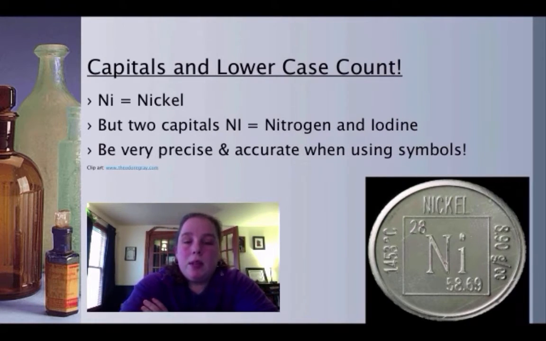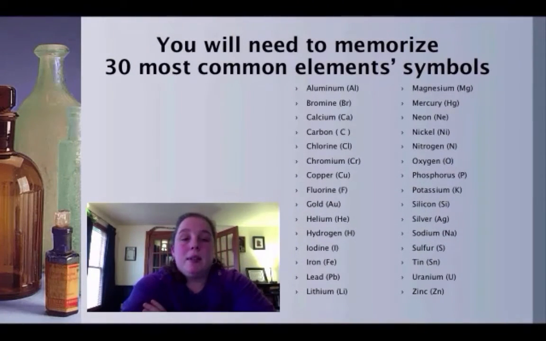Now capitals and lowercase count. Normally I don't get too excited about your handwriting or things like that, but this is the one time that you absolutely have to be super precise and accurate. Say you're trying to write nickel, and you do capital N and capital I instead of capital N lowercase i. Well, instead of nickel, all of a sudden you have nitrogen and iodine. So that's why you have to be very careful when you're using capitals and lowercase.